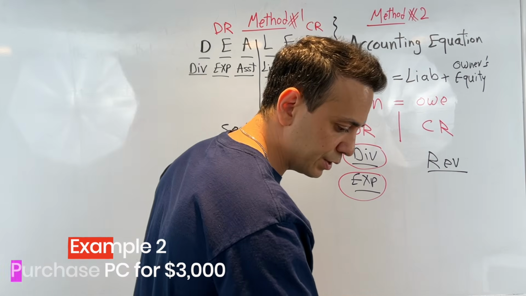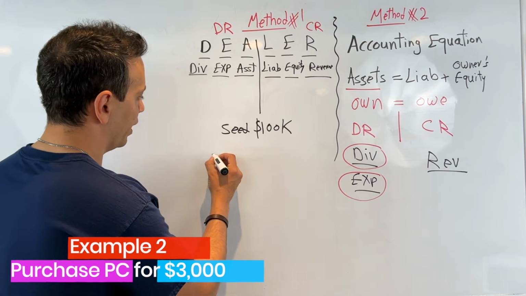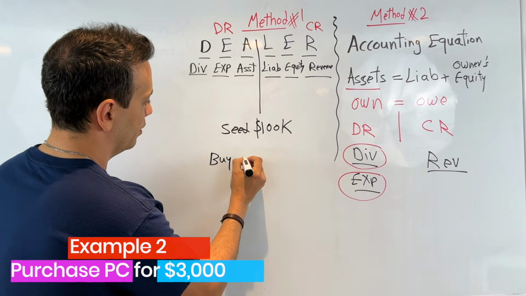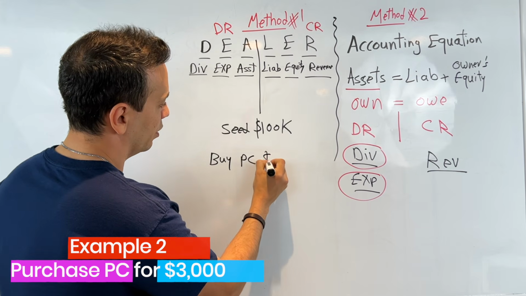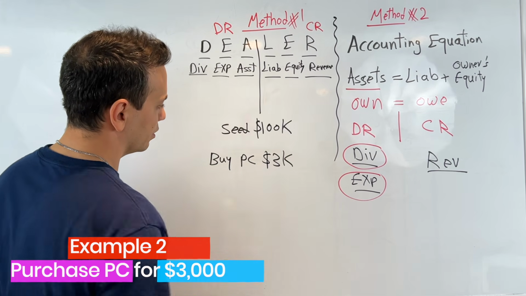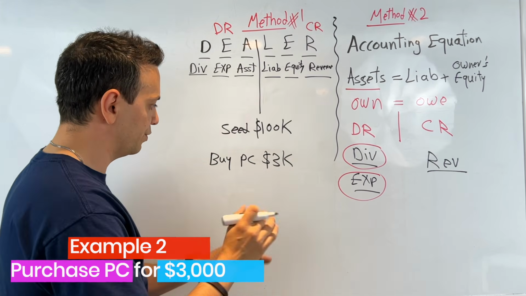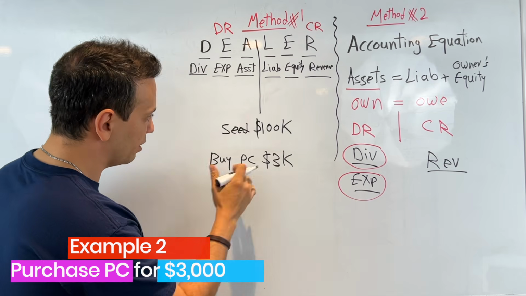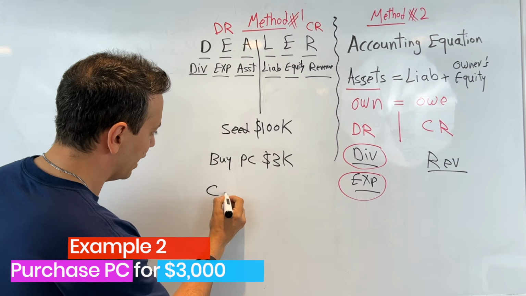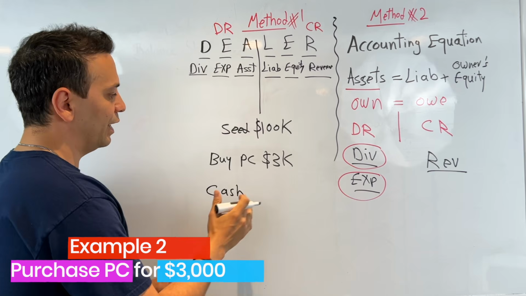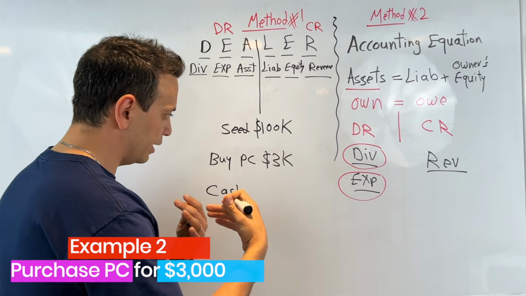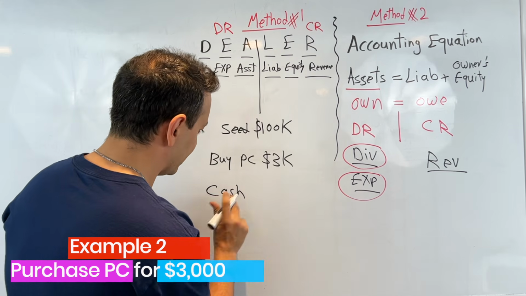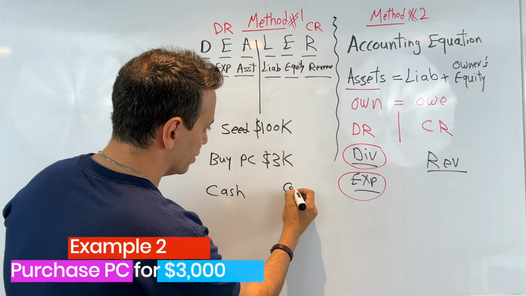All right, purchase a computer for $3,000. Okay, so buy PC for $3,000. All right, so you got two sides to this. Remember, action, reaction. You spend some cash to get this, right? So you have cash, and you have a computer. That's the opposite, the reaction. So you got cash, you got PC or computers.